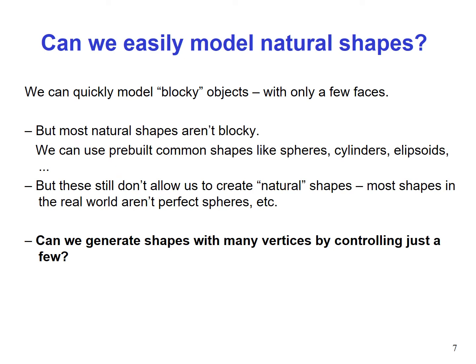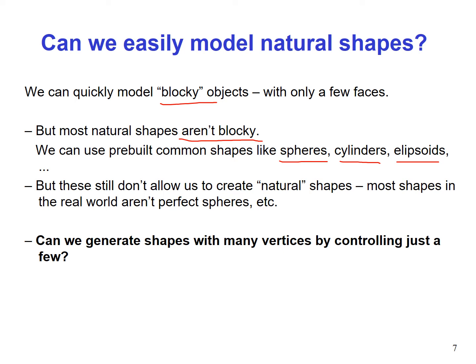Can we easily model natural shapes? We can quickly model blocky objects. If you have played Minecraft, everything is blocky there and you can make new blocks in Minecraft. But most natural shapes aren't blocky. We can use pre-built common shapes such as spheres, cylinders, and ellipsoids, but again, natural shapes are not spheres and cylinders, and we cannot make every possible natural shape with a combination of these basic shapes.